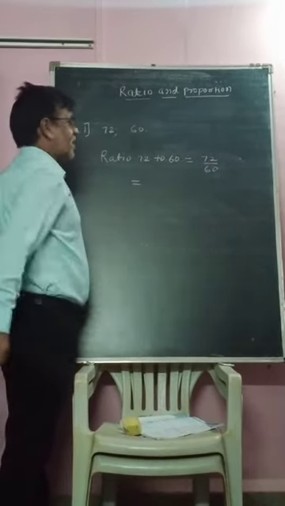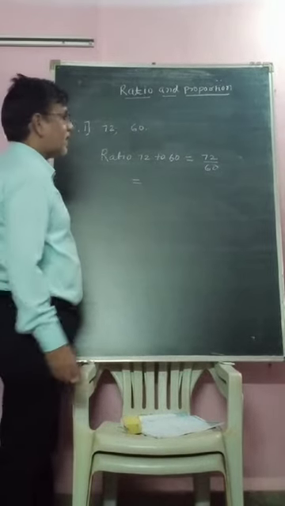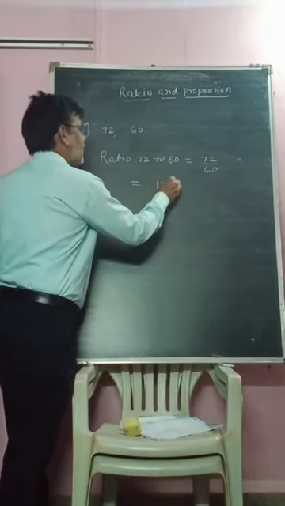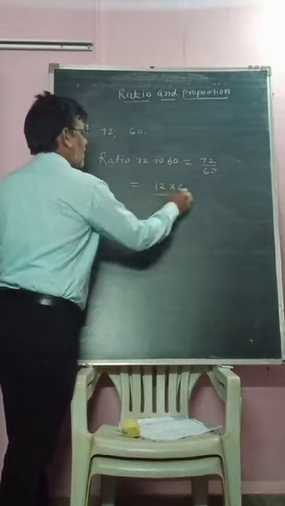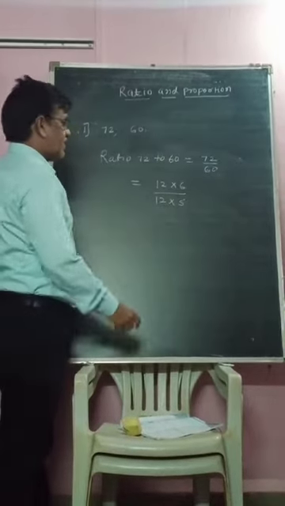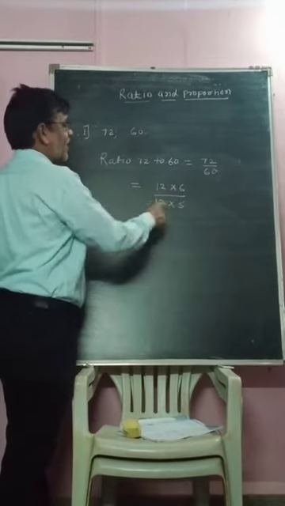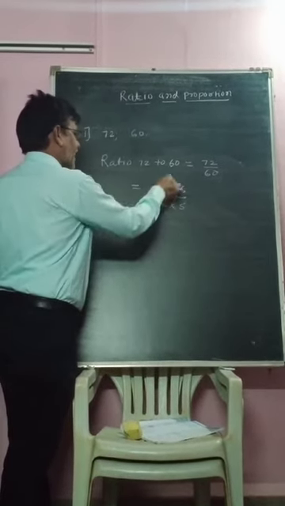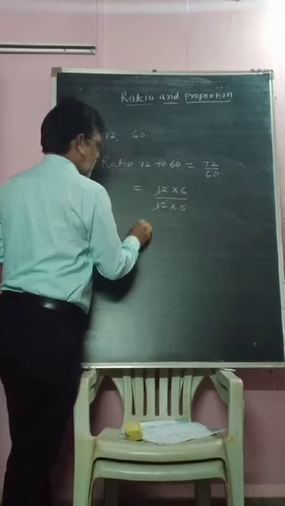Here 72 and 60 are there. So 12 into 6 and 12 into 5. 12 into 6 is 72, and 12 into 5 is 60. 12 gets cancelled, so it is equal to 6 by 5.